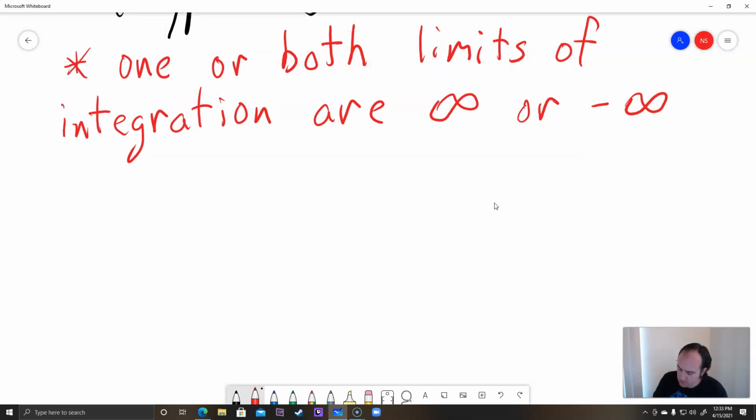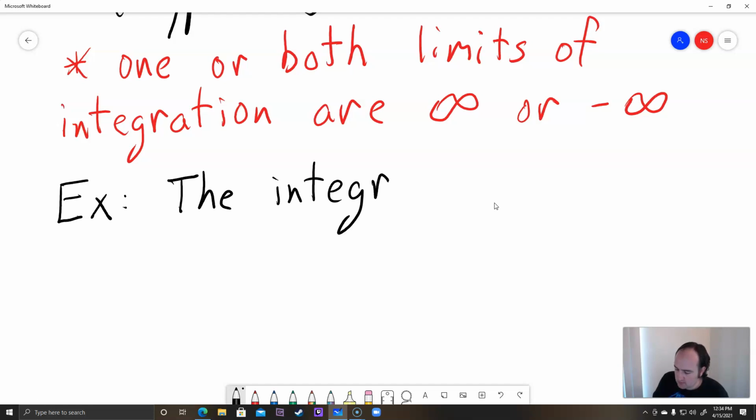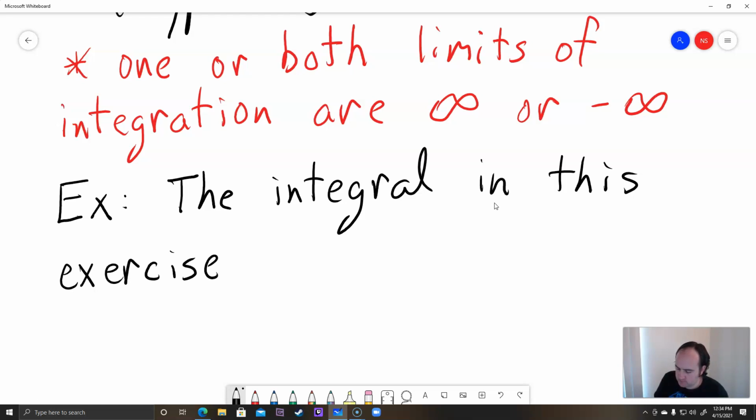Okay, so let's see an example of calculating an improper integral. For our first example, the first thing they say is the integral in this exercise converges. That's interesting. Those aren't really directions, those are just telling you something.